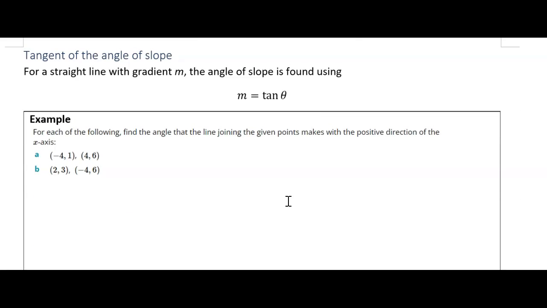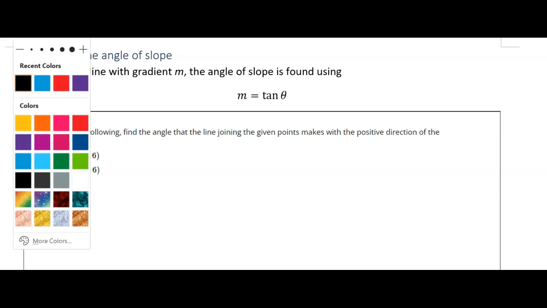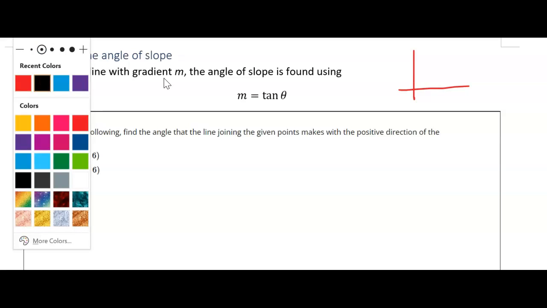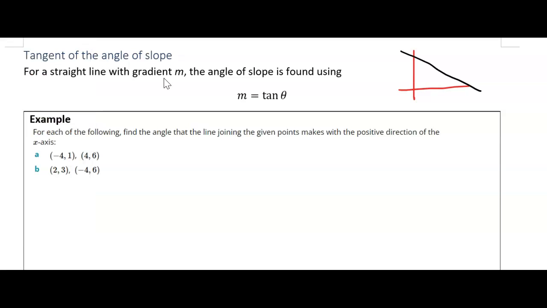All right, I think this is the last part. So the tangent of the angle of slope. Again, we're using the concept of triangles with linear graphs. So if I just draw a very straight vertical line, I'm going to draw a line there. Now, what we're going to be doing is looking at this angle here. If I draw a right angle triangle, I'm going to use my axes to show you that right angle in there.